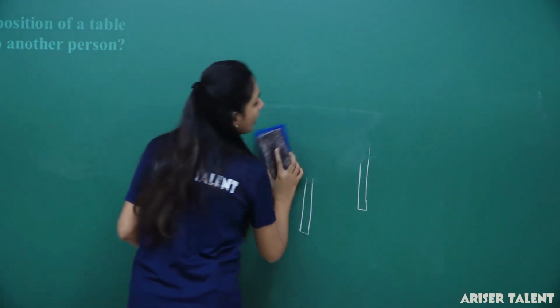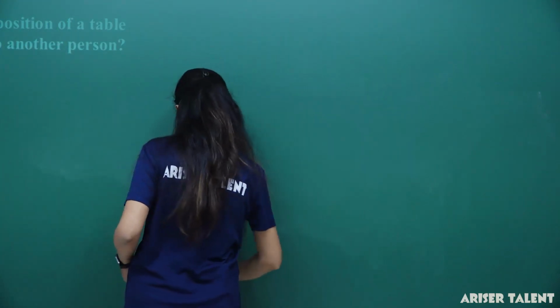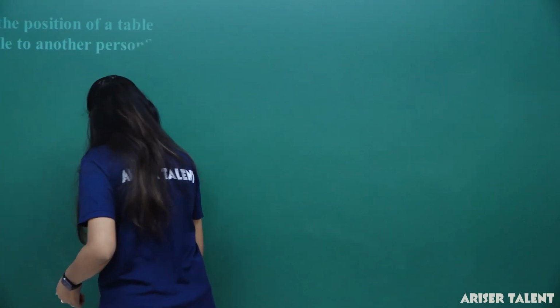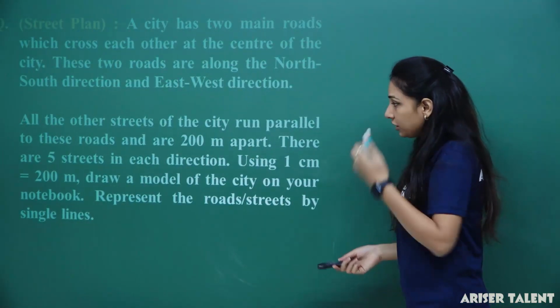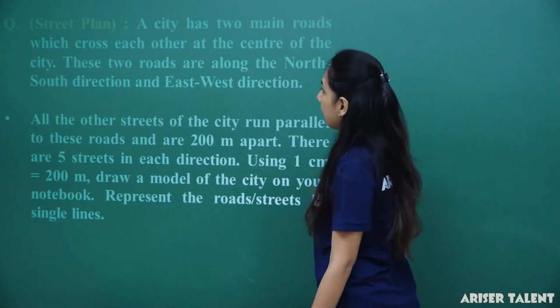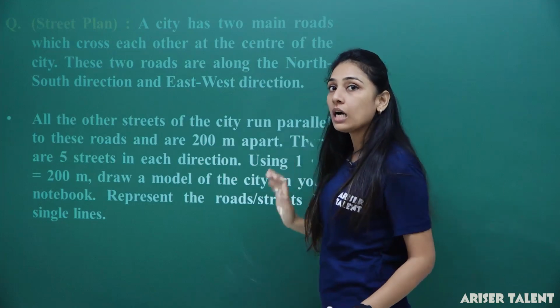Bye bye to a beautiful table. Now students, come to the next question. Big question, big answers. Let's see what it is: street plan. You have to draw a street plan.